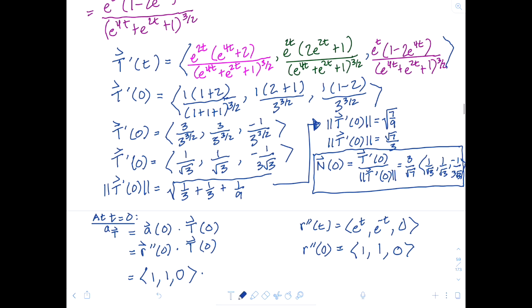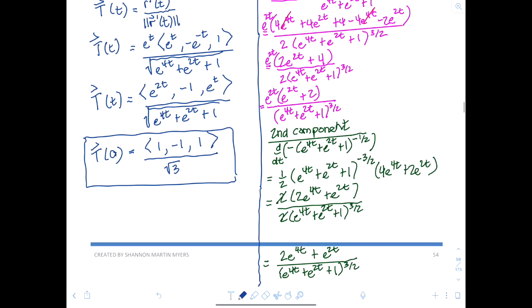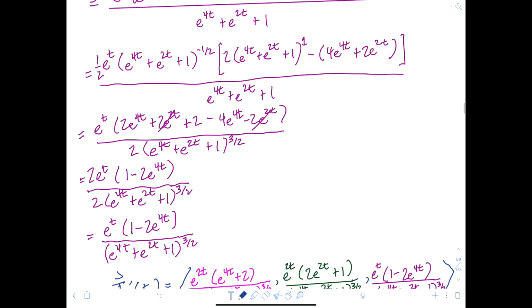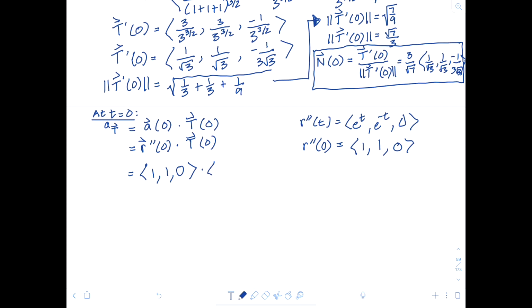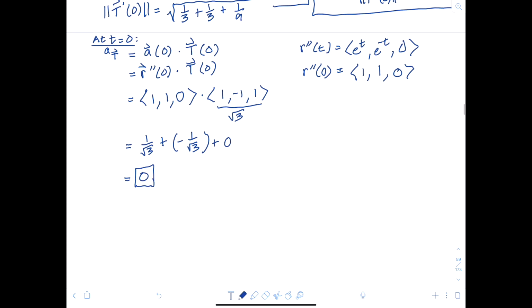So T at 0 was way over here. 1, negative 1, 1 over root 3. 1, negative 1, 1 over root 3. So we're going to end up getting, not a vector, we're going to get 1 over root 3 plus negative 1 over root 3 plus 0, which is just 0. So that's our A sub T.